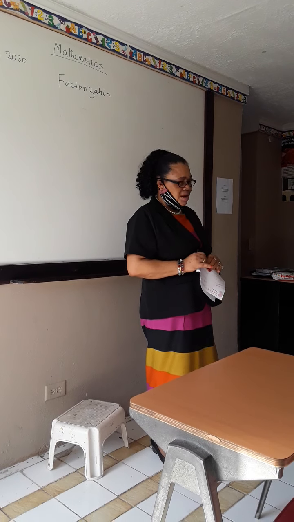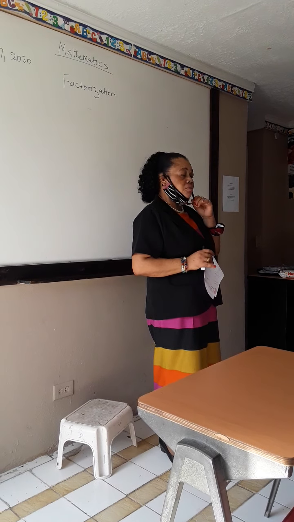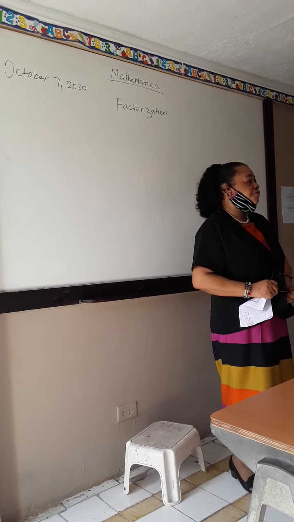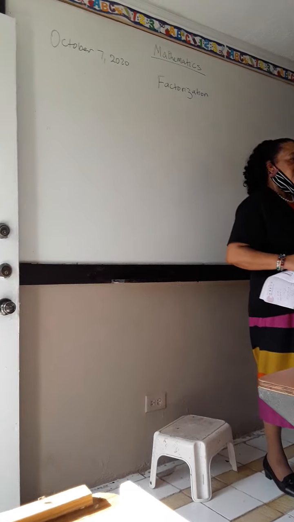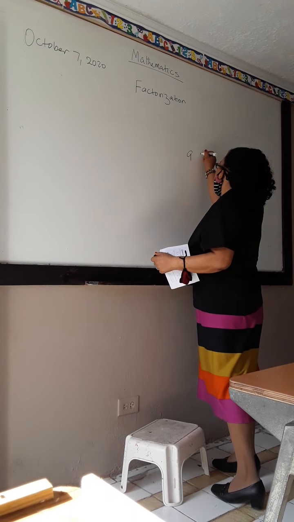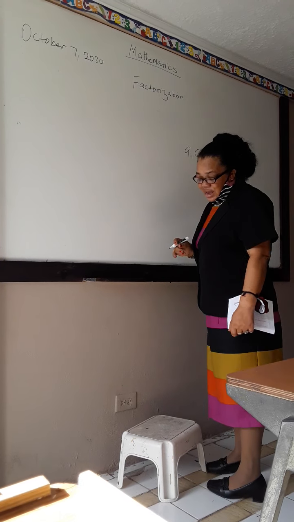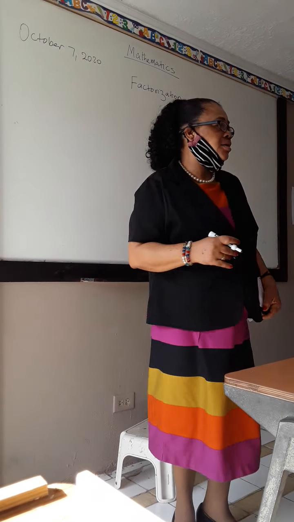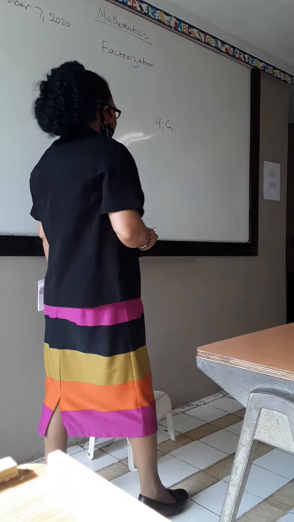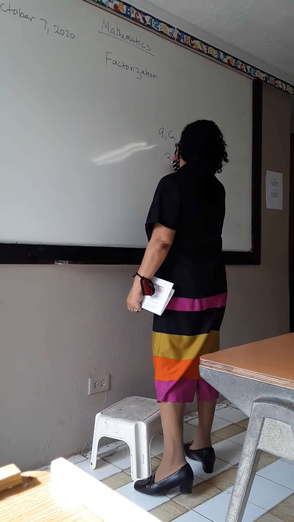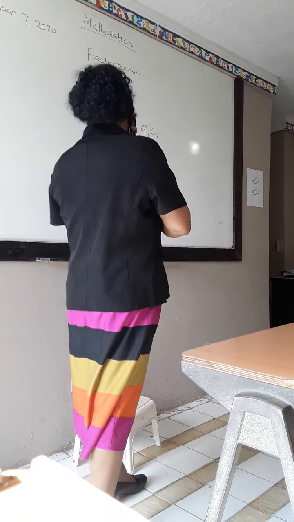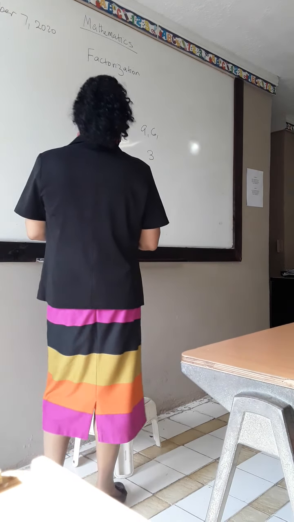In factorizing a sum, I first have to find the common factor. Just like if I gave you the numbers 9 and 6, and asked you to find the common factor for 9 and 6, what would you tell me? 3. You would tell me 3. A common factor for 9 and 6 is 3. When we're doing algebra, it's the same thing.